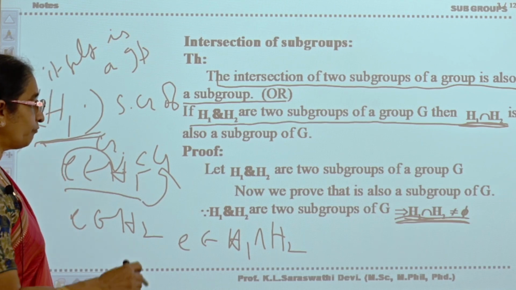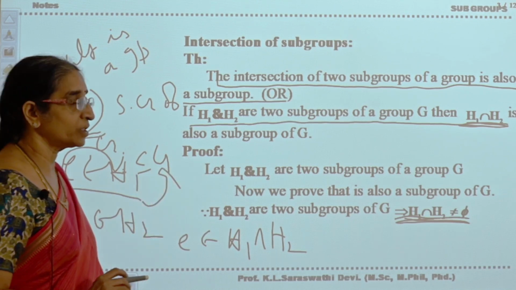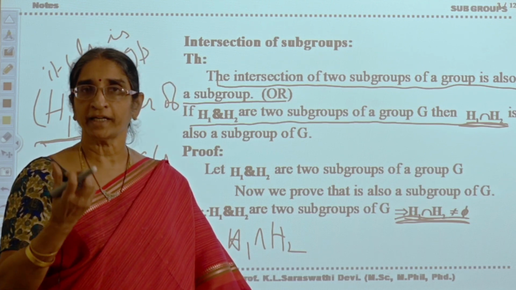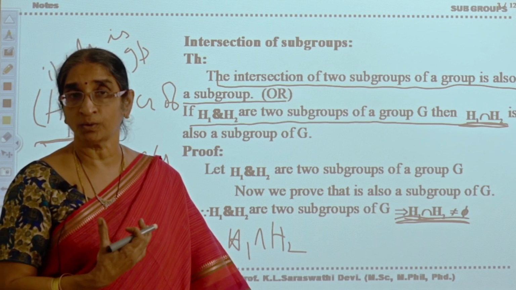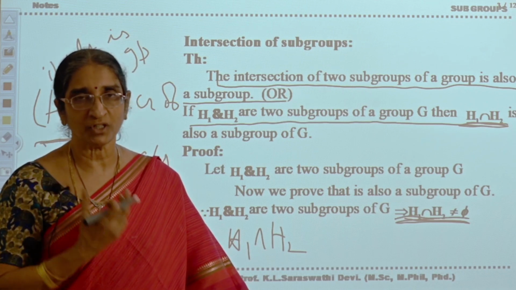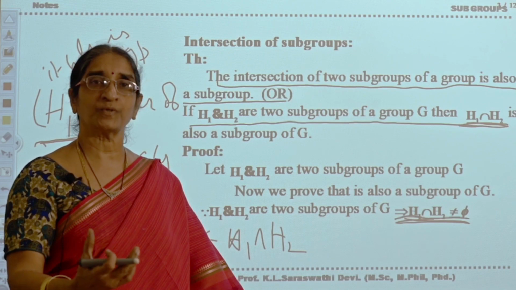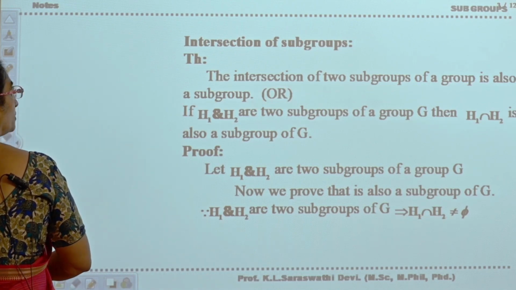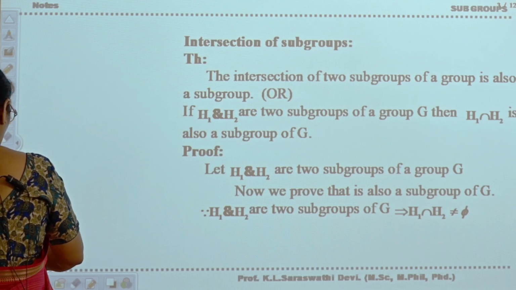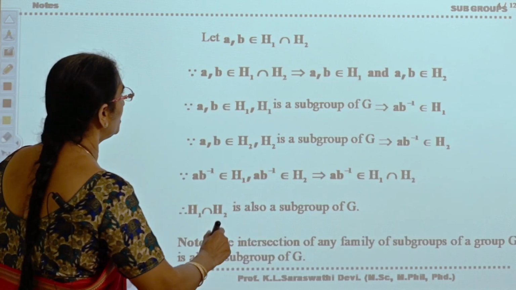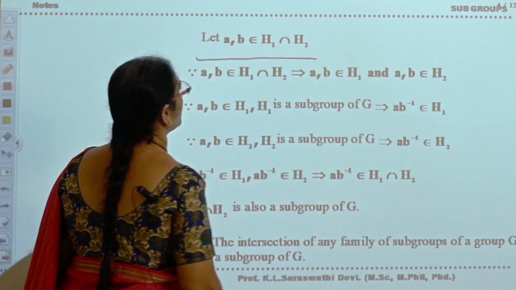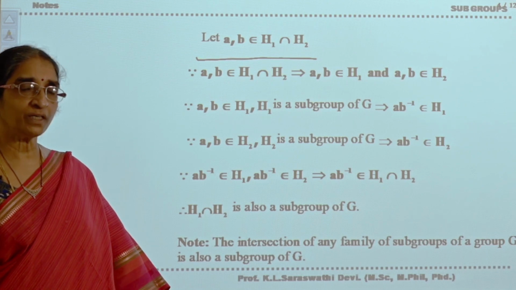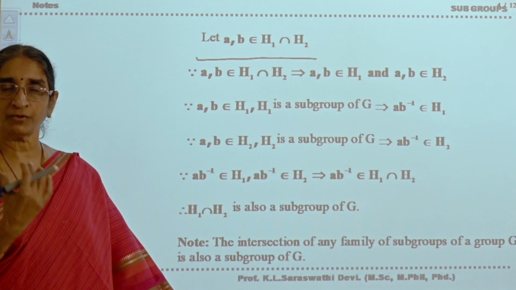Is it clear? Why are we saying that H1 intersection H2 is non-empty? Why did we have to confirm? Because you want to take two elements from H1 intersection H2 in order to apply the necessary and sufficient condition for a non-empty subset to be a subgroup. Now, because H1 intersection H2 is non-empty, you can take two elements a, b belongs to H1 intersection H2. What is the definition of H1 intersection H2? That is the intersection of two sets.